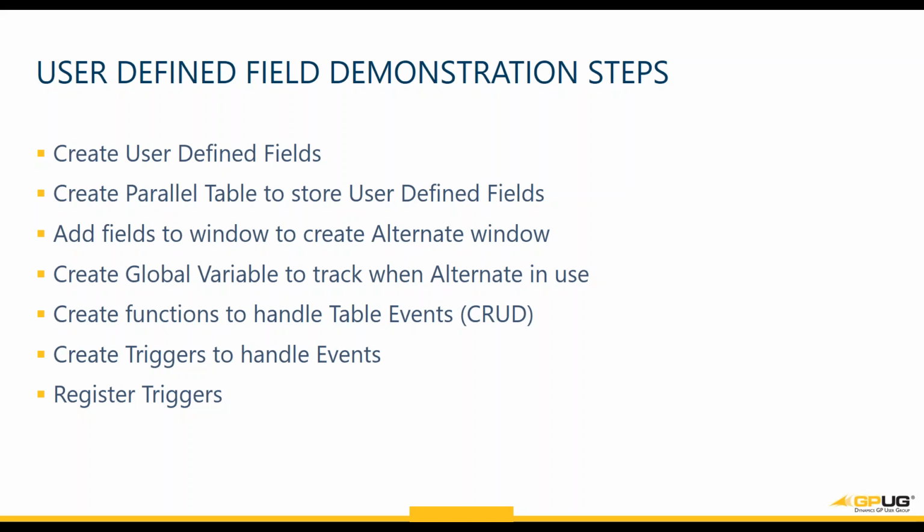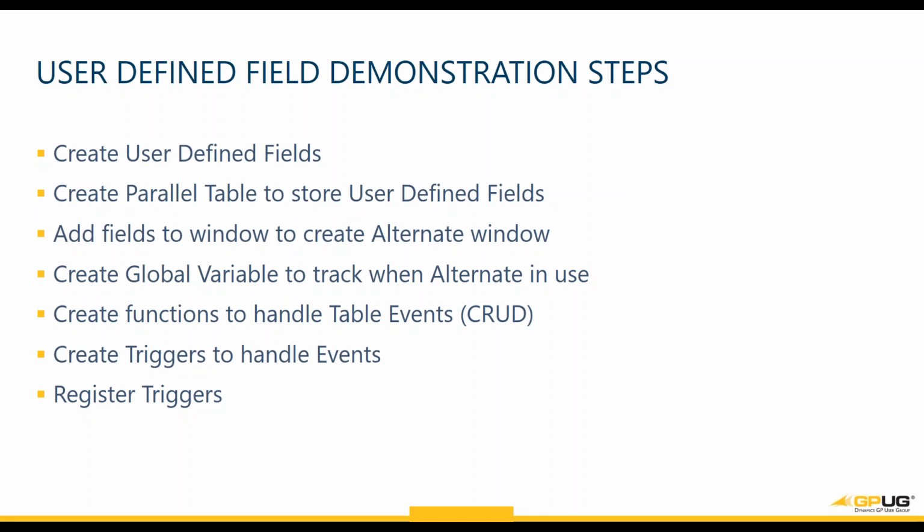I'll create a global variable to track when that alternate window is in use. That is so that if you don't have the alternate window in use, you don't get errors when you open the window and my code runs. So my code will say, hey, you don't have the alternate, don't do anything. I'll have functions to handle the table events, which is the CRUD events: create, read, update, and delete.